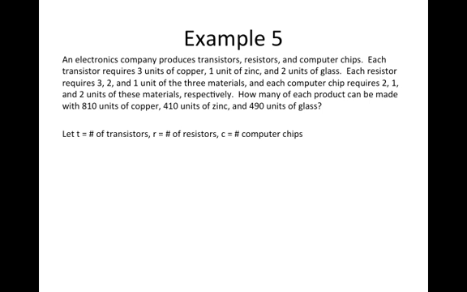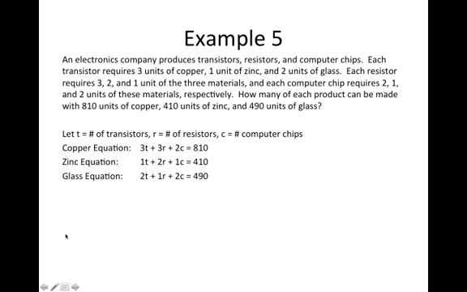Now you need to think, okay, what totals do I have? I've got the total amount of copper being used, the total amount of zinc being used, and the total amount of glass being used. So I'm going to have a copper equation, a zinc equation, and a glass equation because I've got the total amounts of each of those.